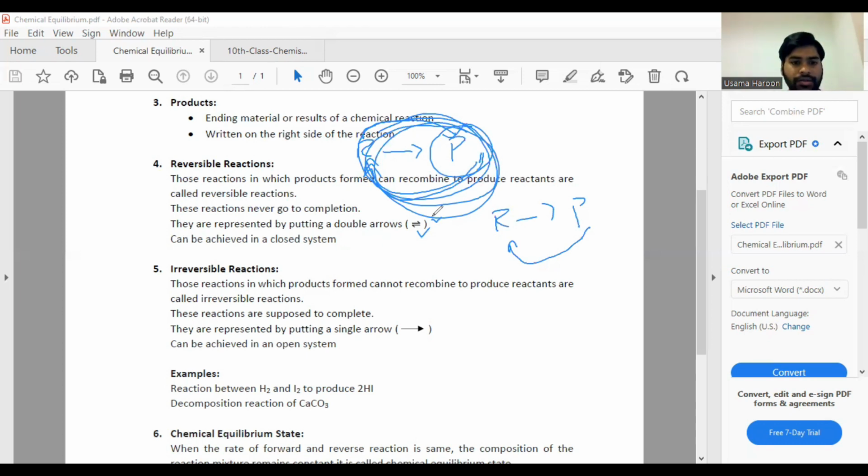And the last point is that they can be achieved in a closed system. What is a closed system, or what is an open system? We'll discuss these two types in examples.